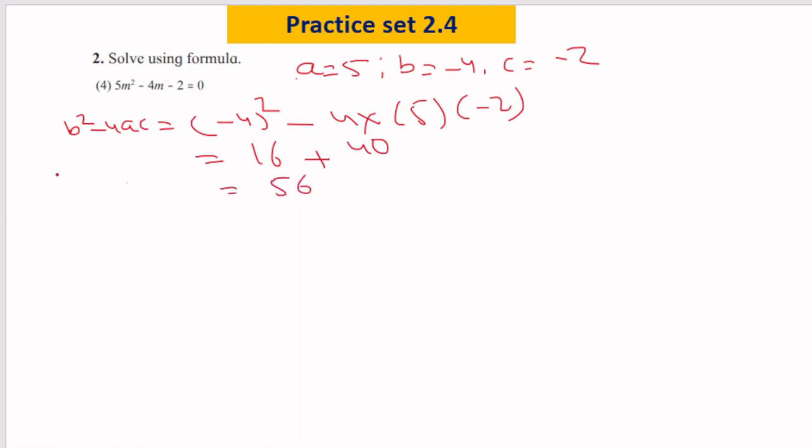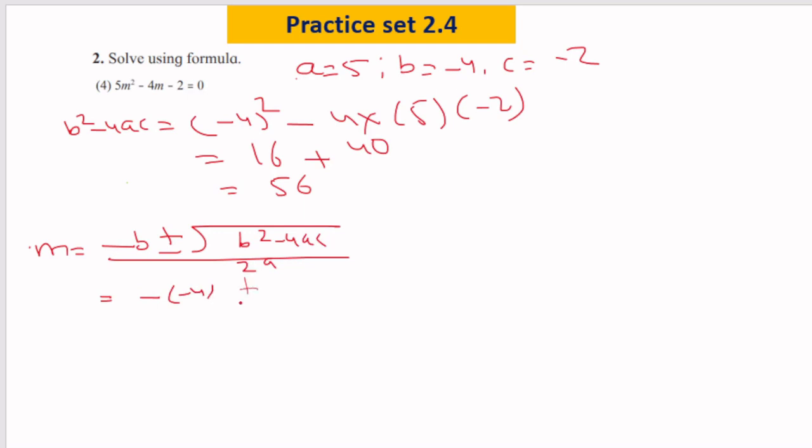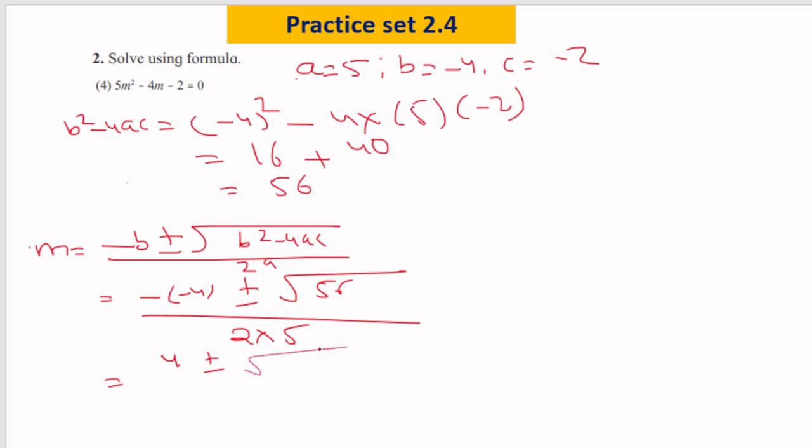Now substitute the value in the equation. Which equation? Substitute the value in the formula. What formula? m is equal to, now in the previous question we wrote it separately, I'll write at one go. Minus b plus minus square root of b square minus 4ac divided by 2a. What is b? Minus 4, so minus minus, it will be plus 4 plus minus root 56, divided by 2 into a, that is 5. We can write 14 into 4 because we can get some values outside of the root.